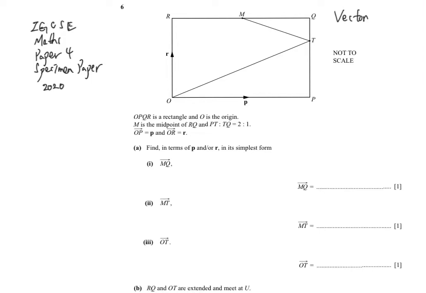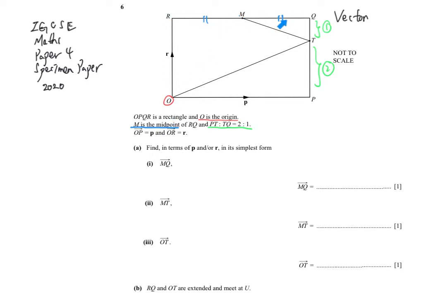So here we come to IGCSE Mathematics Paper 4, Specimen Paper 2020. We come to question number 6, which is about a vector. Before we start, we just mention something here. O is the origin. This is used for the position vector. And then M is the midpoint, which means our MR is equal to MQ.